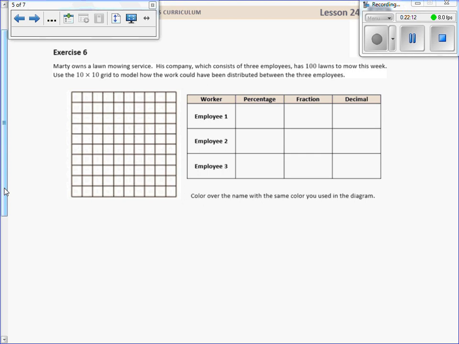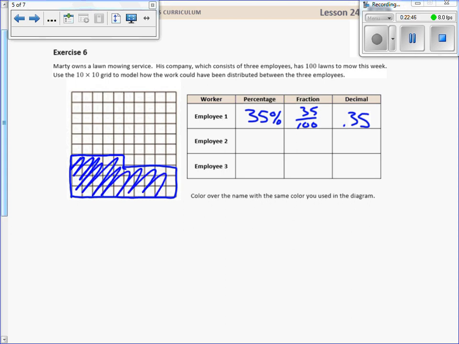I'm going to try to make it as even as possible. And I'm going to, I don't know, let's say employee 1 does 35%. As a fraction, that's 35 out of 100, or 0.35. This is 100 squares, so I'm going to shade 35 of them. I'm going to go horizontal this time. Okay. There's 30. But then I got to add 5 more. 1, 2, 3, 4, 5. So there's 35%. There's my employee number 1. There's the lawns he's got to mow.